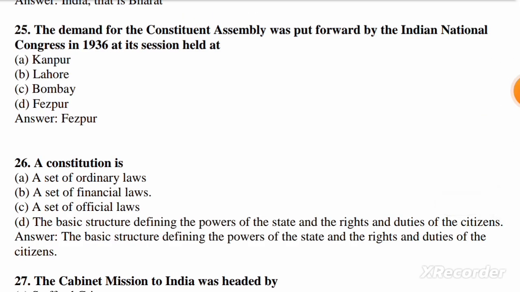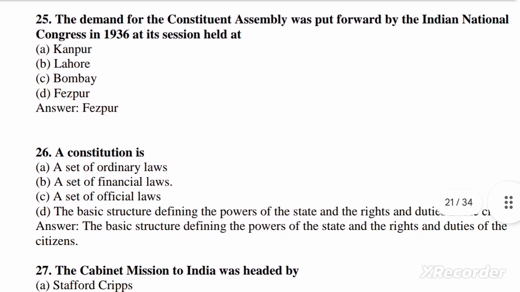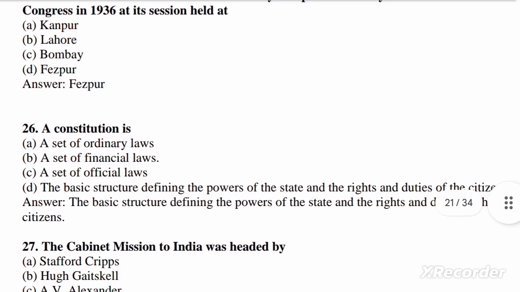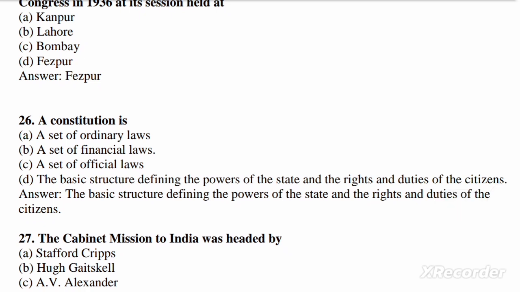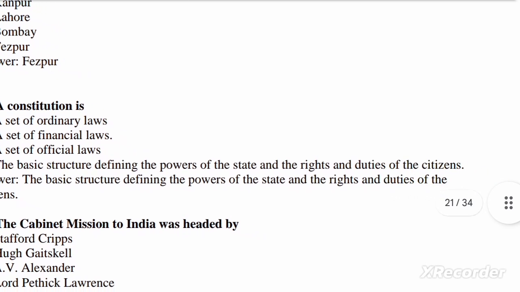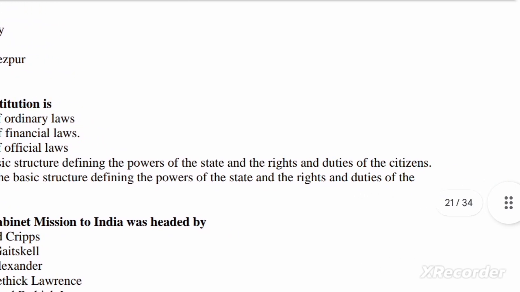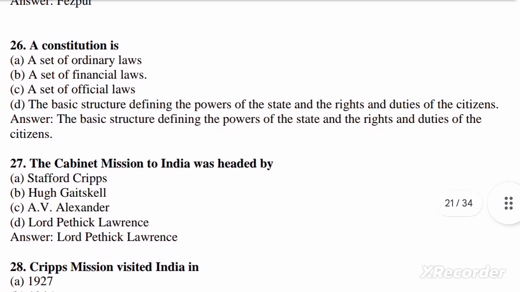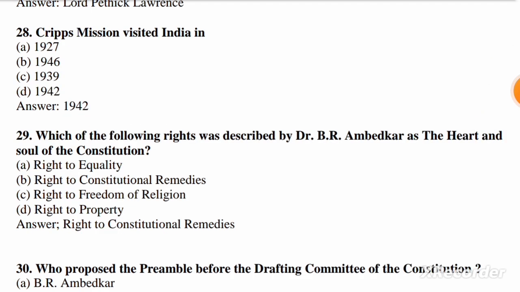25. The demand for the Constituent Assembly was put forward by Indian National Congress in 1936 at its session held at Faizpur. 26. A constitution is the basic structure defining the powers of the state and the rights and duties of the citizens. 27. The Cabinet Mission to India was headed by Lord Patrick Lawrence. 28. Cripps Mission visited India in 1942.